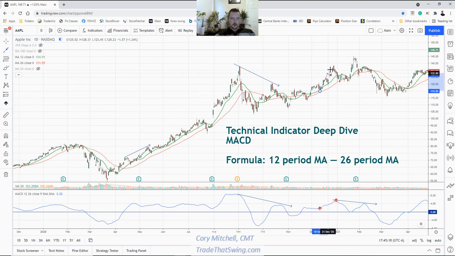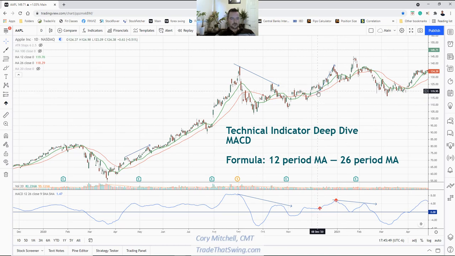Or we could draw it in here. It's taken about a couple weeks, maybe a little more than a couple weeks. And we've moved up about 15% or so. That couple weeks gives these moving averages some time to separate. So this allows the MACD to move up because there is some more separation created as this goes up.